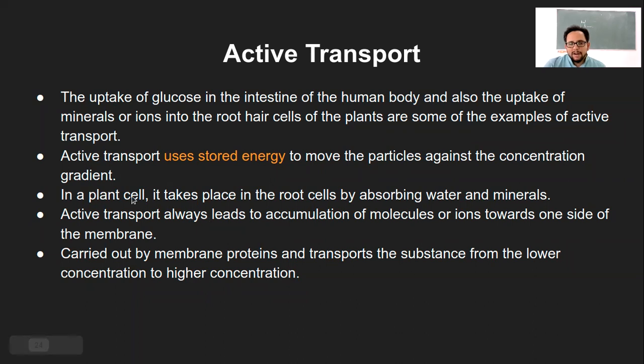Now, in a plant cell, it takes place in the root cell by absorbing the water as well as minerals. Absorption of water will happen by osmosis, and mineral absorption will happen by active transport. It always leads to the accumulation of molecules or ions towards one side of the membrane.